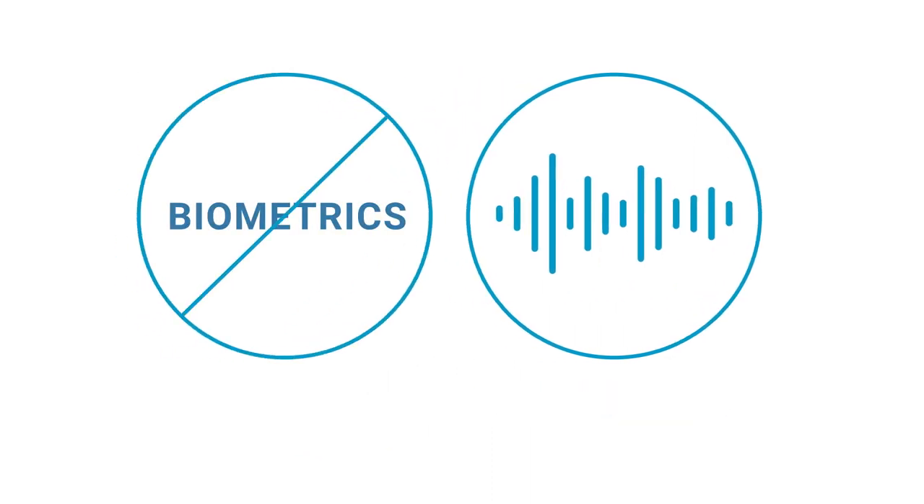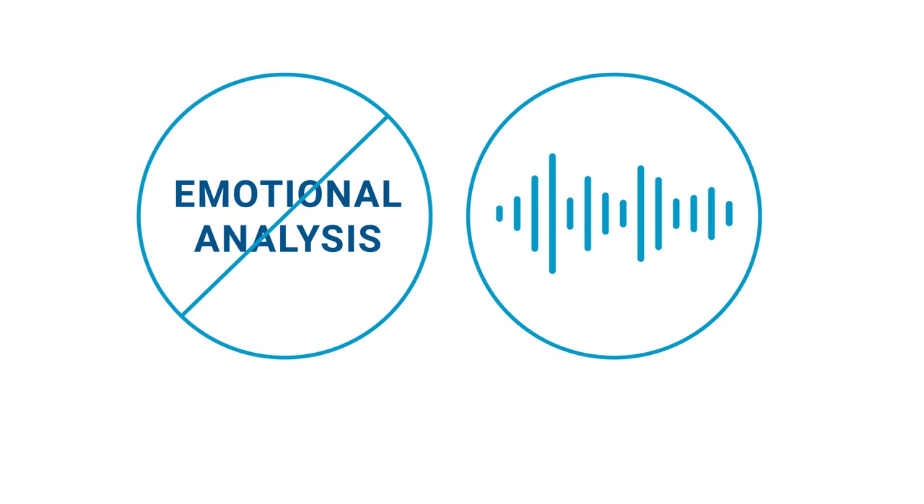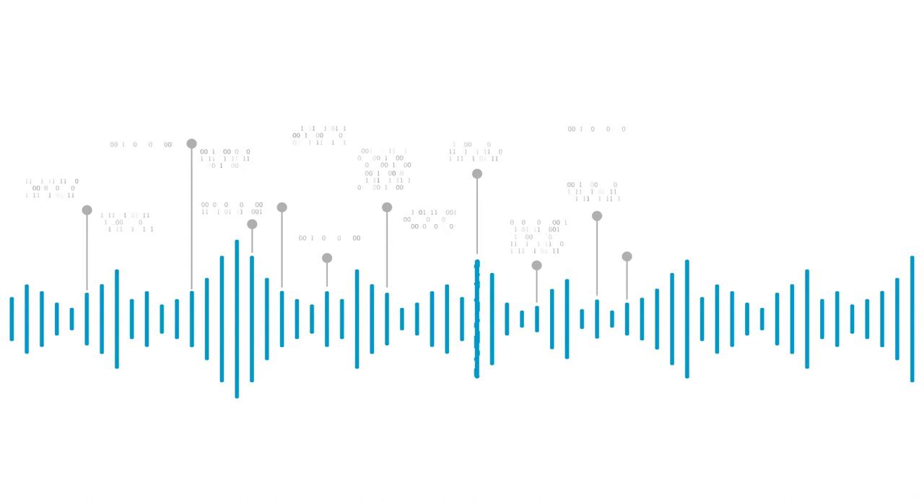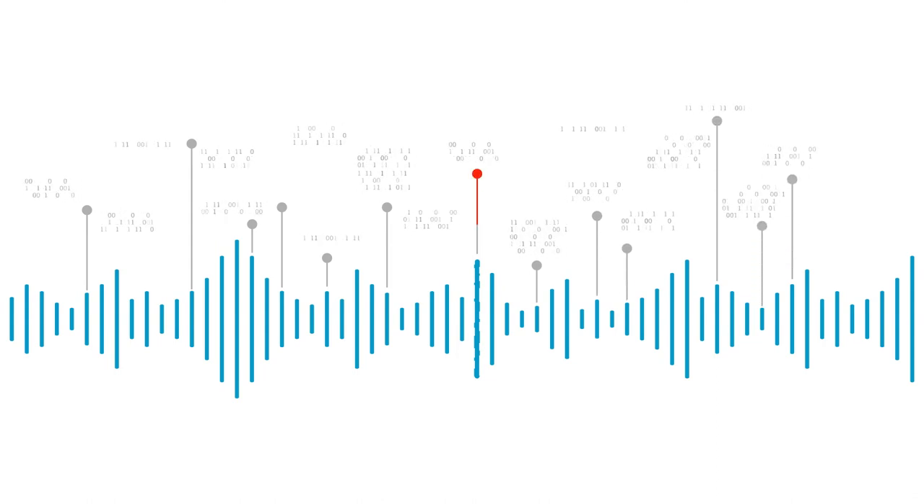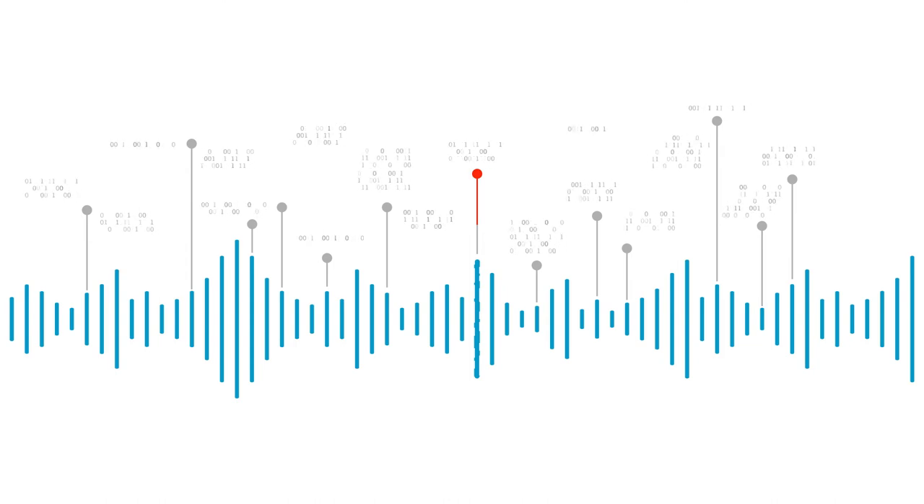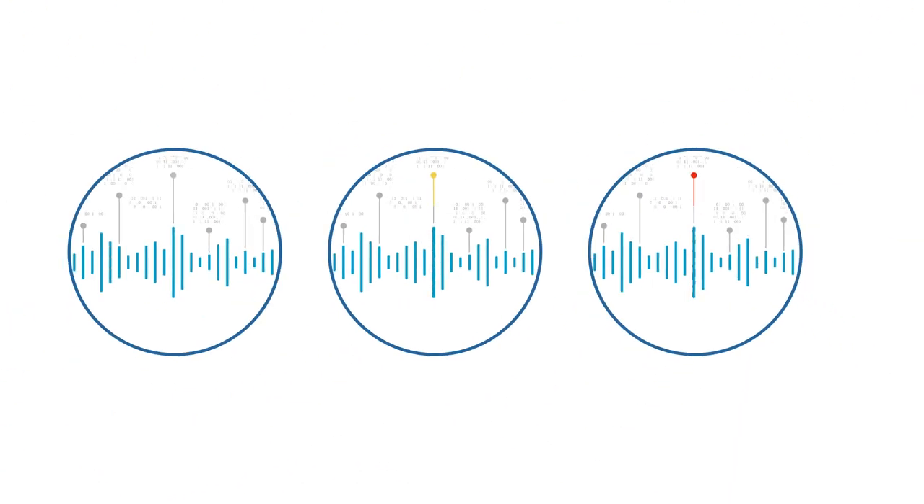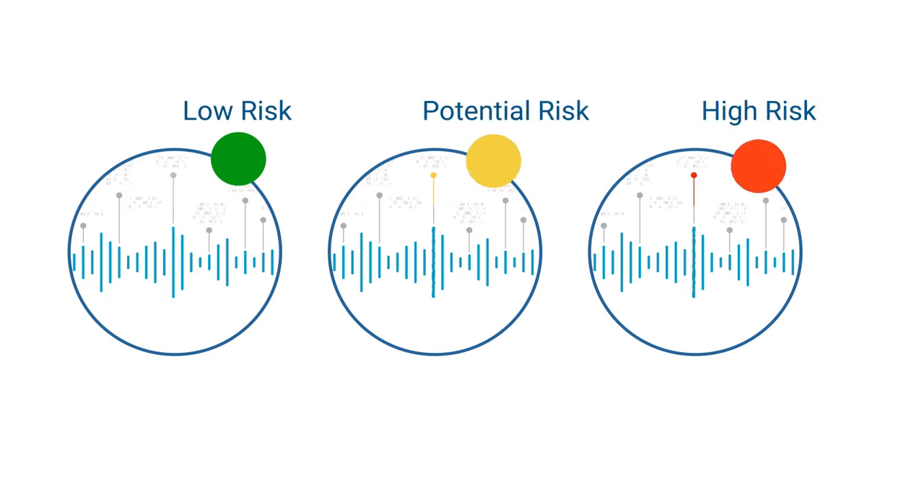No biometric, stress, or emotional analysis are used. Instead, Clearspeed converts voice responses into data according to our universal model. Then the data is evaluated for the presence or absence of specific risk indicators. We then use AI-enabled analytics to score each response from low risk to high.